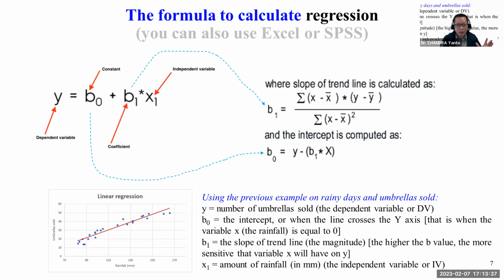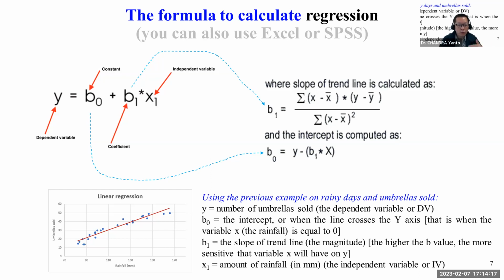So you're interested in where your regression line hits or crosses, or kisses, the y-axis. The y-axis is the vertical one, right? And b1 is the slope or the magnitude. It tells you how big. If you want to know how much the rainfall is going to affect the umbrella sales, the magnitude of that effect is determined by b1, and this can be calculated automatically by Excel, SPSS, R, or whatever software you are using to do the calculation.